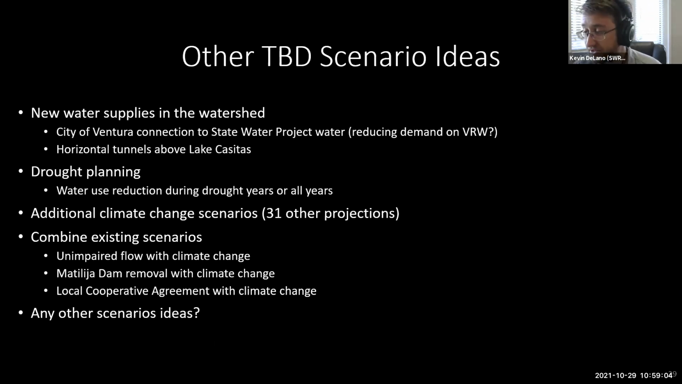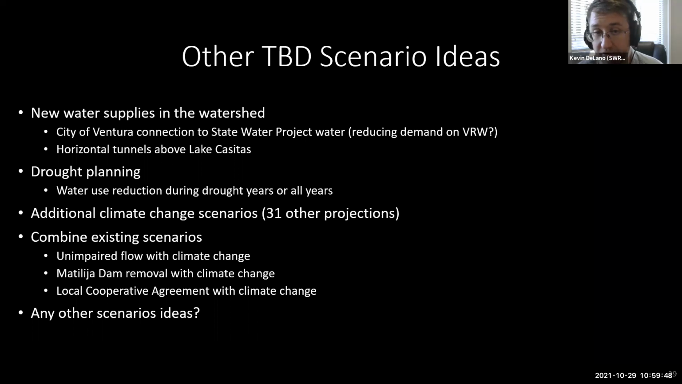Other TBD scenario ideas that we've had, one could be new water supplies in the watershed. And the Ventura River watershed is, I think, unique and pretty cool in that it mostly is independent. Its water comes from within. It is not connected to external water sources, but there are a couple of proposals that are either under construction, to my knowledge, or just been proposed for new water supplies. My knowledge is that the city of Ventura is building a pipeline to connect to state water project water that comes down from Northern California that they pay for. So this is new water supplies that would maybe reduce their demand on the Ventura River watershed.